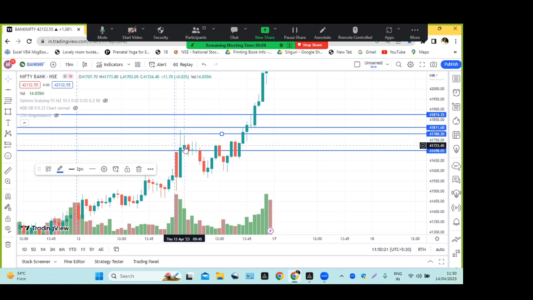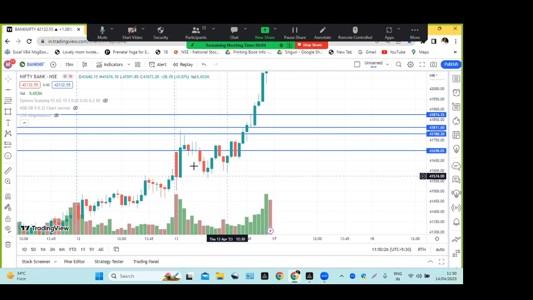First, shooting star. Yes. So what I said, try to take only 1 or 2 trades, maximum 3. It has broken the low. Trade.